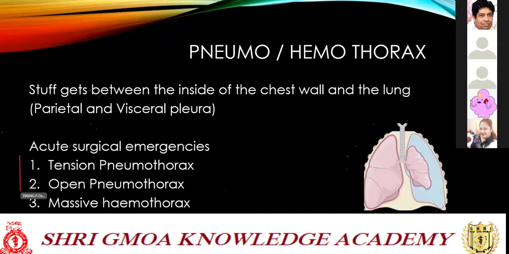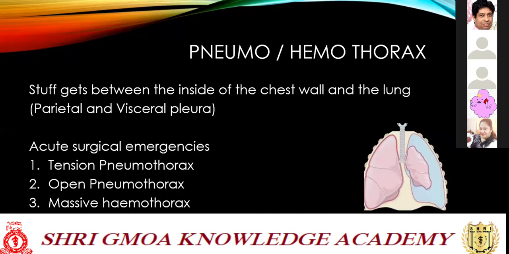There are three conditions. The first one is tension pneumothorax, open pneumothorax, and massive hemothorax. Tension pneumothorax means air collects inside the pleural cavity, and you can get severe emergency situations like hypotension, dyspnea, hypoxia, tachycardia. So then and there you have to treat the patient, otherwise the patient will die within minutes.